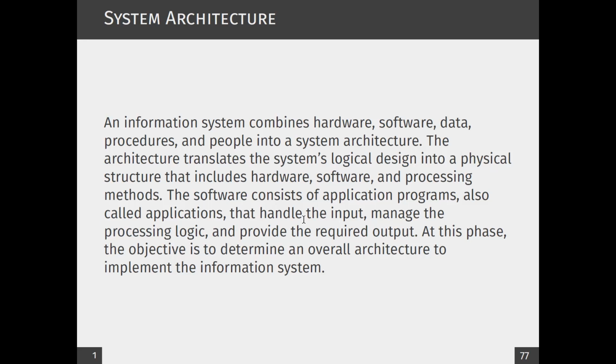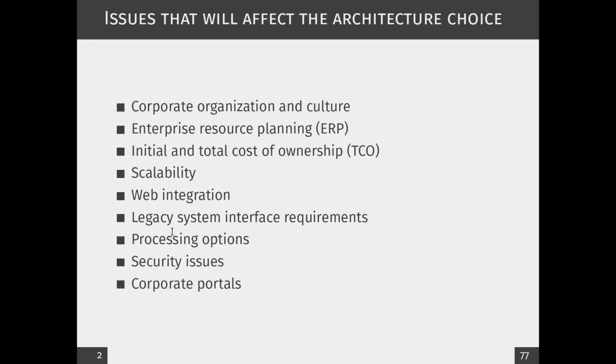So when it comes to the software part of it, you will have application programs, and these are the programs which actually handle the input and also manage all the processing, which means the processing logic, and also provide the required output. So the main outcome of this phase is to determine what should be the overall architecture to implement the information system. Now that we have the design, we should focus on the architectural perspective.